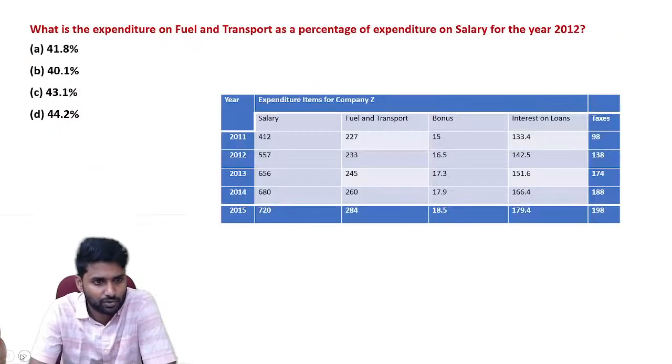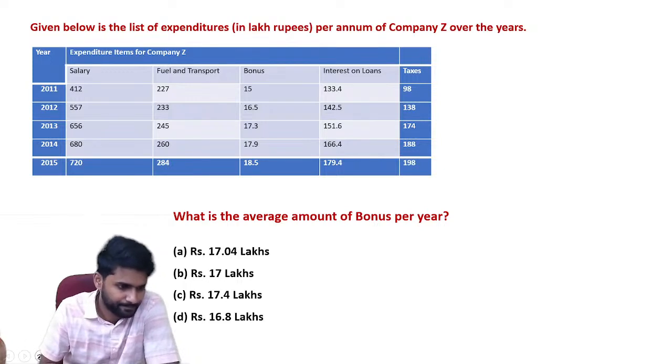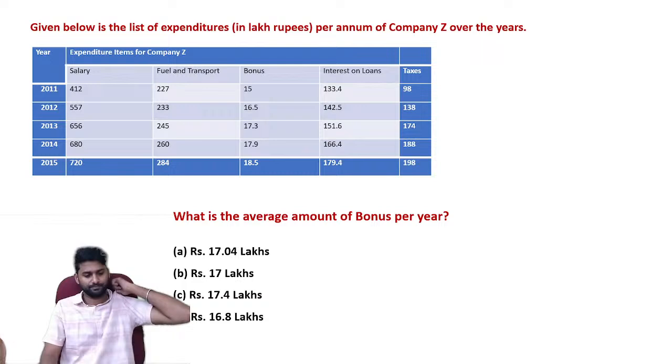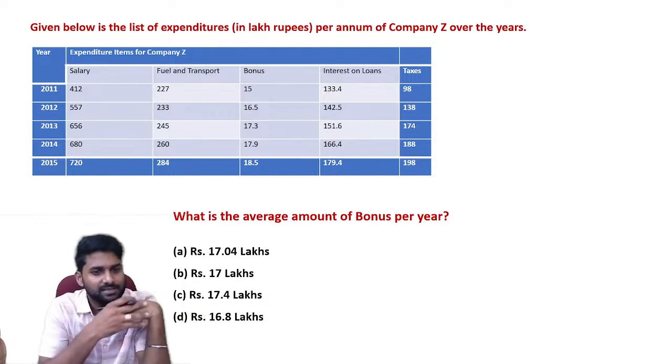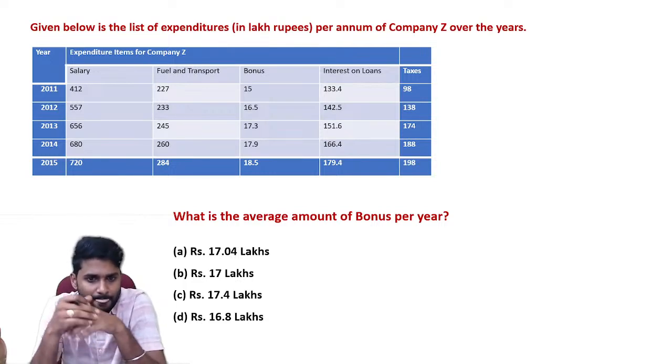So we have many more questions. Let's see this question. Let's understand this data. The years are given from 2011 to 2015, and the data is all about the salaries, fuel and transport, bonus, interest on loans and taxes.